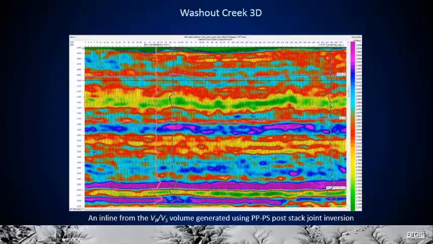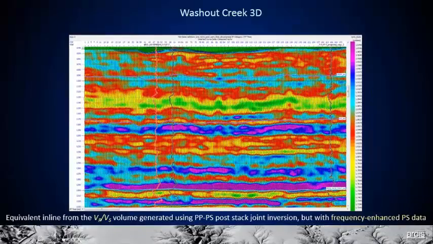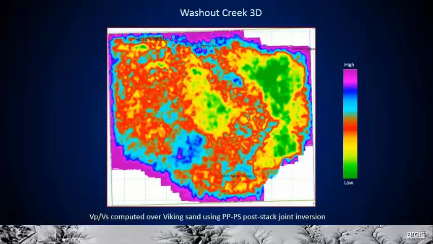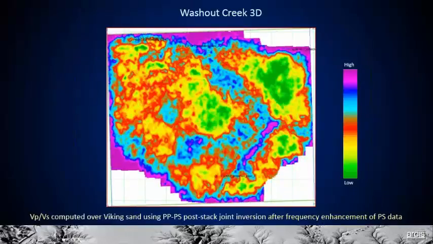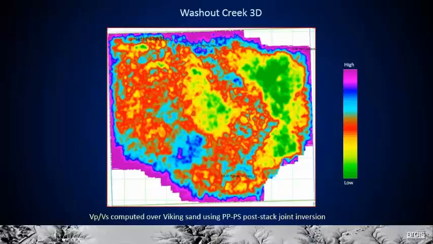Here is the VP/VS section that I'm showing you from the post-stack joint inversion, and this is what I get when I enhance the frequency content before doing this inversion. And finally, at the Viking level, the VP/VS section looks like this before from the post-stack joint inversion, and this is what I get after the frequency enhancement. There is obviously some nice definition of some of these blobs that you see there as compared with this one. You can make this happen.